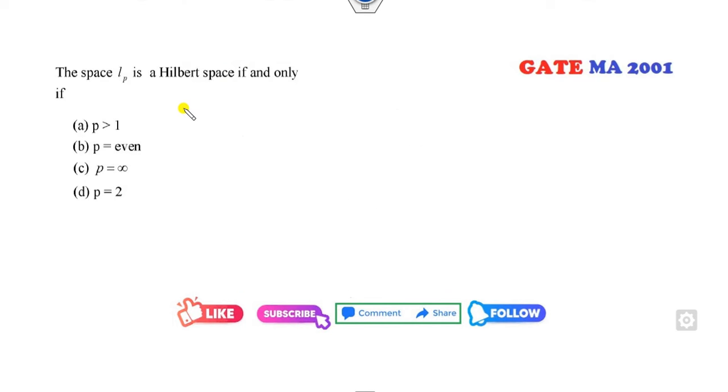So let's start with the first one. Lp is a Hilbert space if and only if, as I already told you, p is equal to 2. That is my right answer.